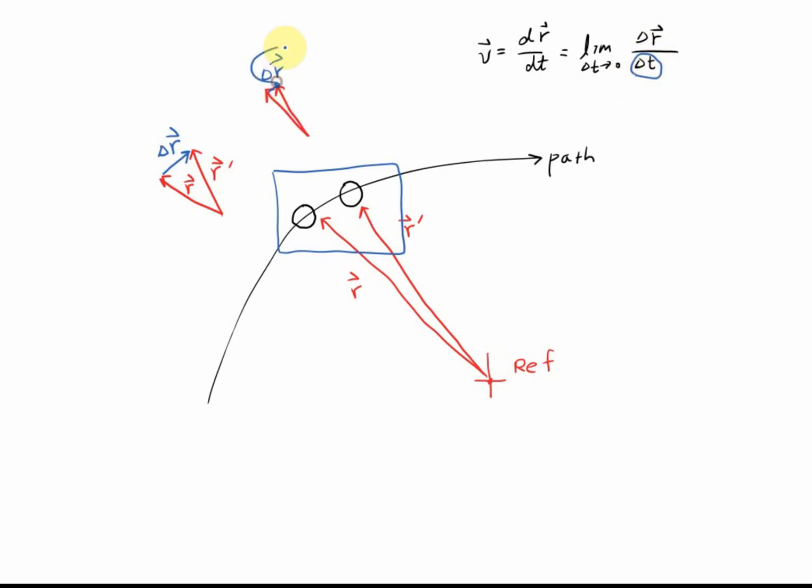If delta r is getting smaller and smaller, the direction of delta r must be tangent to the path of the motion, right? So that's the direction of your delta r. That's why the direction of your velocity is the same as the direction of delta r. As it moves through any curved path, it is always tangent to the path of the motion.